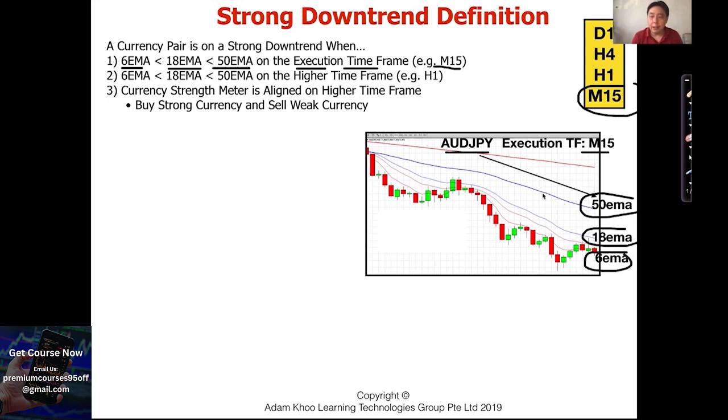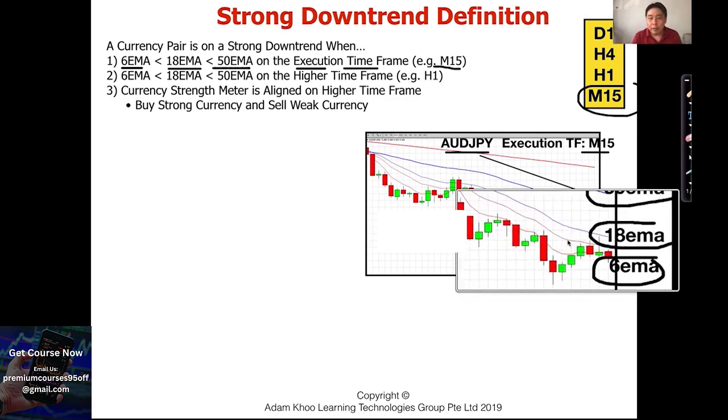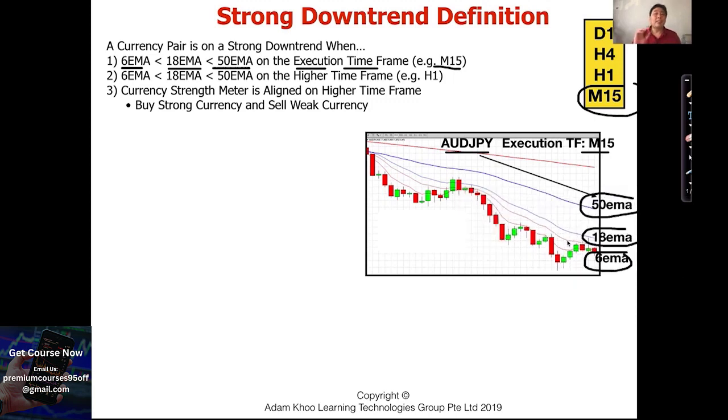Again, the 50 is the thick blue line, the 18 is the thin blue line, and the 6 is the red line. Right now we're only looking at 3 moving averages: the 50, the 18, and the 6. I know some of you are thinking, what's this moving average over here, the one in brown? That's the 12 EMA. We'll only talk about that later under an alternative trade management strategy. For now, just ignore the 12 EMA and look at the 50, 18, and 6.